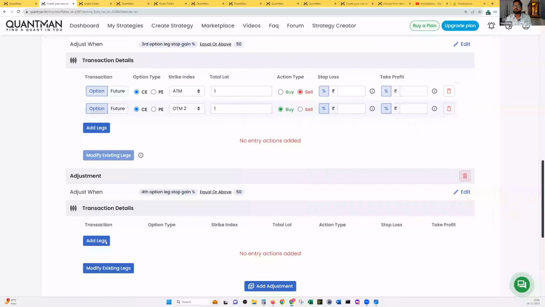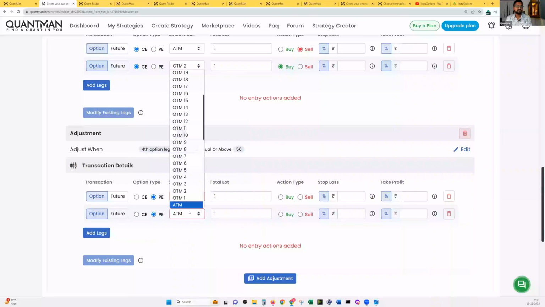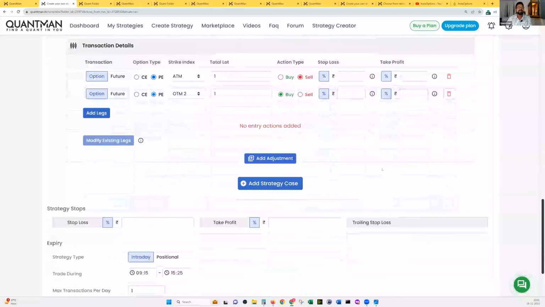I'm going to add two legs. So I'm going to select put option, ATM and OTM 2. And then I sell one leg, I buy one leg. That's it. So you can do your adjustments like this.